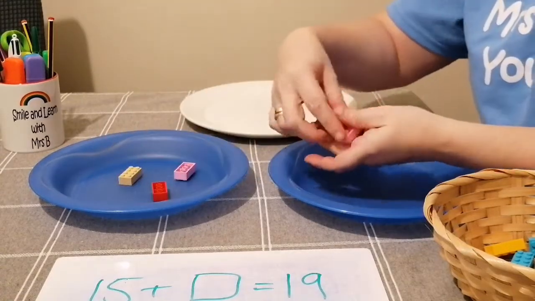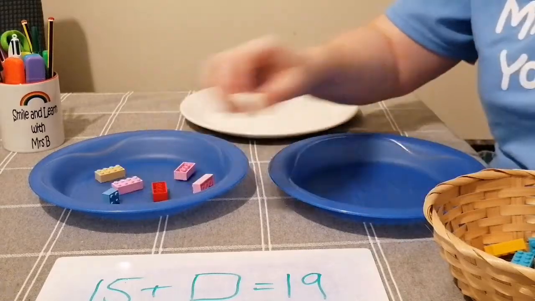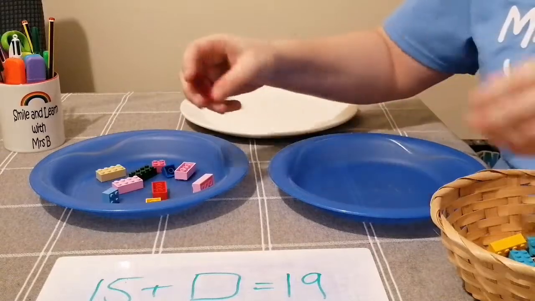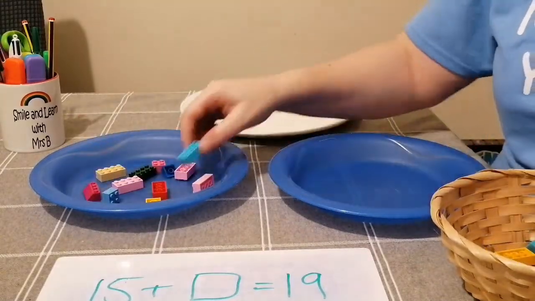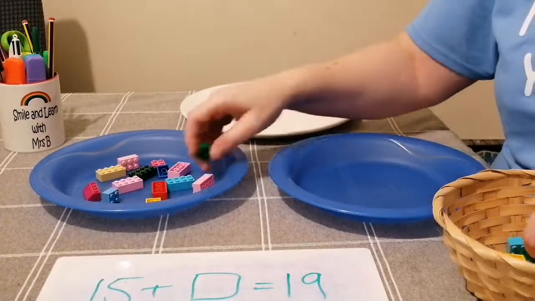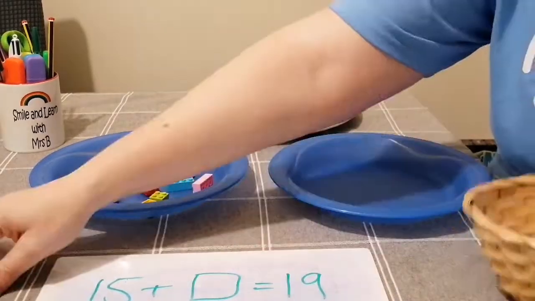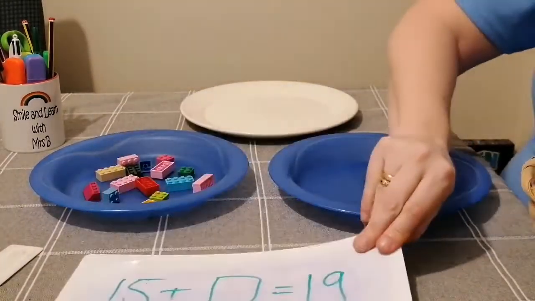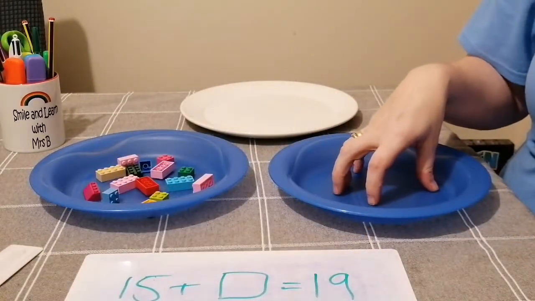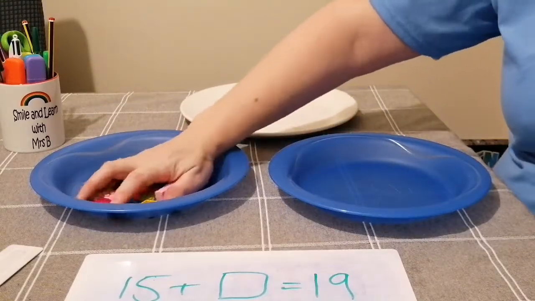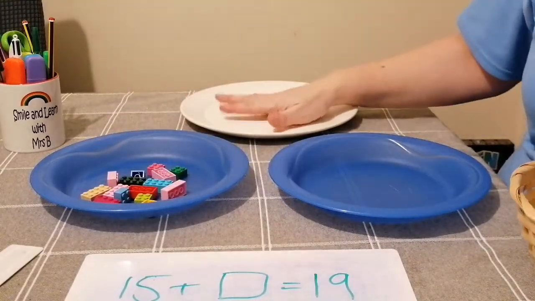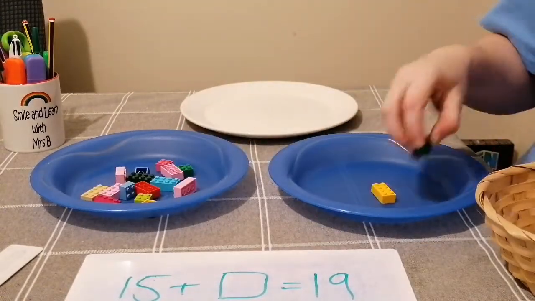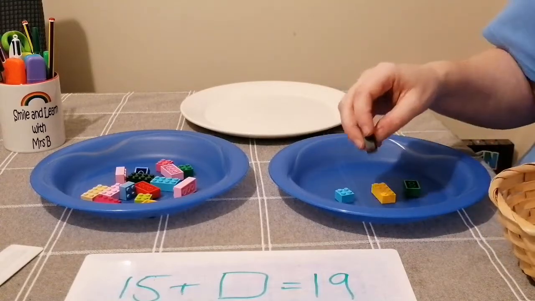1, 2, 3, 4, 5, 6, 7, 8, 9, 10. Hope you're counting with me. 11, 12, 13, 14, 15. We need to make a total, so the whole was 15, children, that's right. So this is a missing number. This is 15. Something needs to go here to make 19 for the whole. So I'm going to count on from 15, 16, 17, 18, 19.